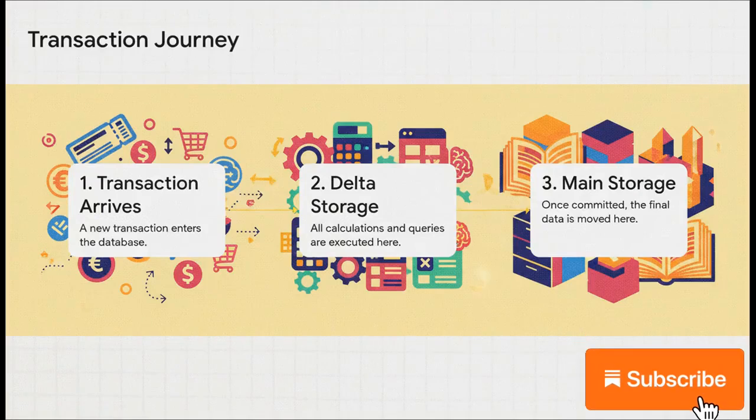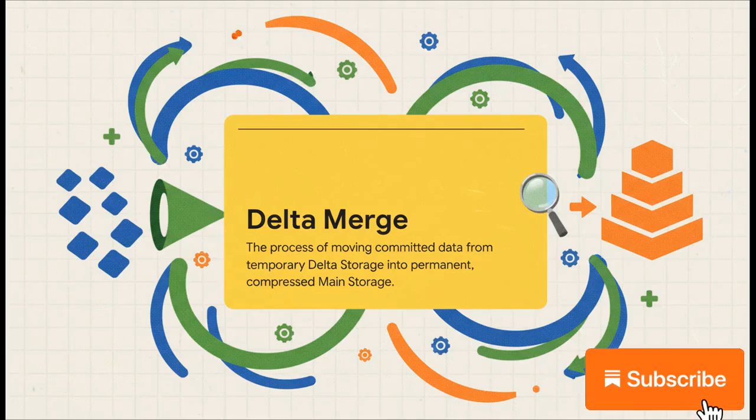So let's follow the journey of a single transaction. Let's say you're booking a ticket or placing an order. All that work, all the queries and calculations, it all happens in that quick, nimble delta storage. But only once that transaction is officially committed, meaning it's final, it's done, only then is the result moved into that highly organized main storage. And that whole process, that movement, it has a name. It's called the delta merge. It's just the system merging the recent changes from that temporary delta area into the main data fortress. It's basically the internal housekeeping that keeps the entire database running smoothly and efficiently.